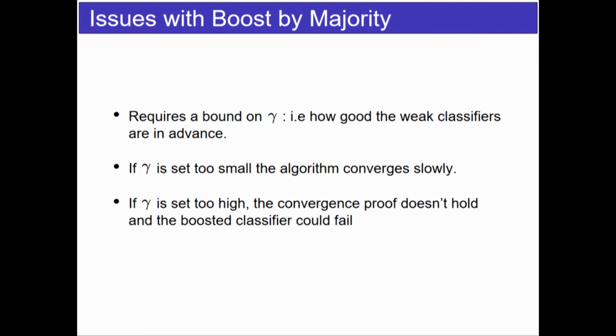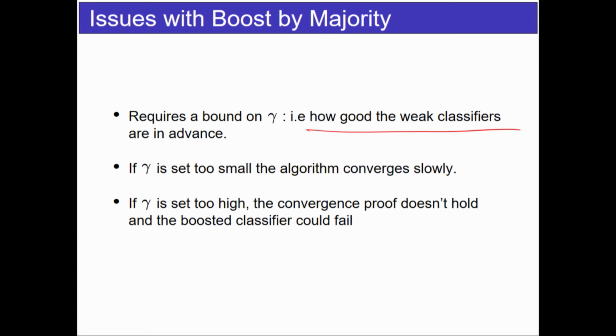Okay, so I'll just introduce AdaBoost. What is the issue with Boost by Majority? This is exactly the issue that Nikhil raised. Now you see that the algorithm actually uses gamma. What if you don't know gamma? Say somehow you know that gamma is greater than zero, but you don't know gamma. Then what would you do? It requires a bound on gamma, that is, you need to know in advance how good the weak classifiers are. And maybe you don't know that. What would you do then?